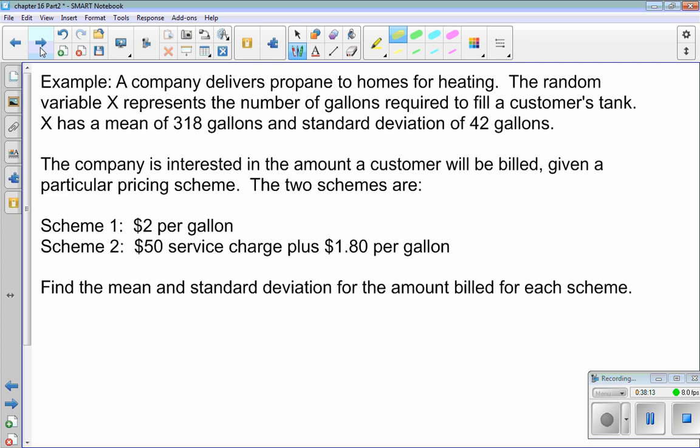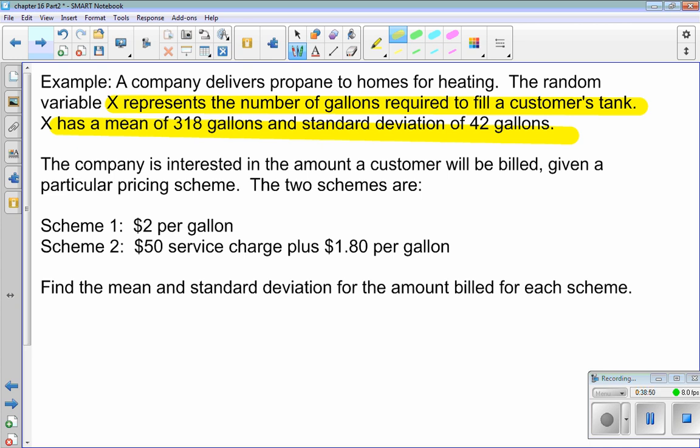The random variable x, which I've defined for you here, represents the number of gallons required to fill a customer's tank. I'm telling you ahead of time what the mean and the standard deviation are. That's pretty important, so we're going to highlight it. A company is interested in the amount a customer will be billed given a particular pricing scheme. We've got two different schemes.